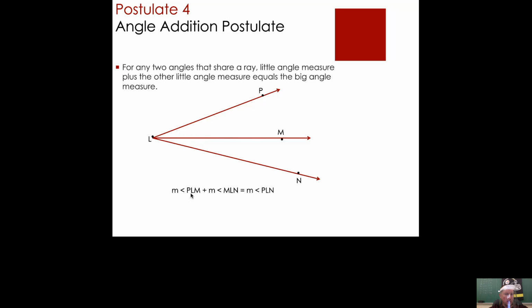So measure of angle PLM, that's this one, whatever it happens to be, plus the measure of angle MLN, that's this one, whatever it happens to be. Together, those two add together to give you the measure of angle PLN.